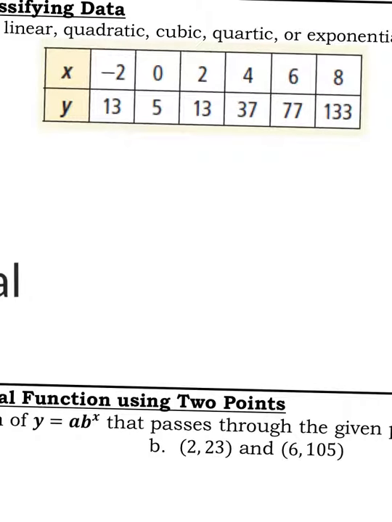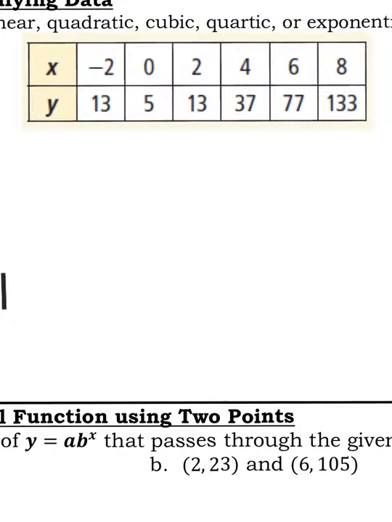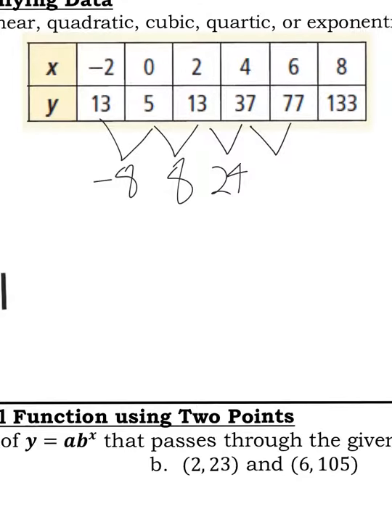So here, I mentioned it before, you can see that it doesn't look like it's multiplying by a number. If it is, it's somewhere decimal. So go backwards and subtract. What is 5 minus 13? That's negative 8. What is 13 minus 5? That's positive 8. What's 37 minus 13? That's 24. What's 77 minus 37? That's 40. What's 133 minus 77? That's 56. So that's the first difference.